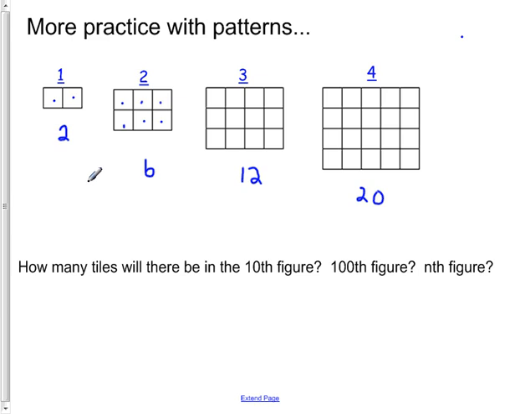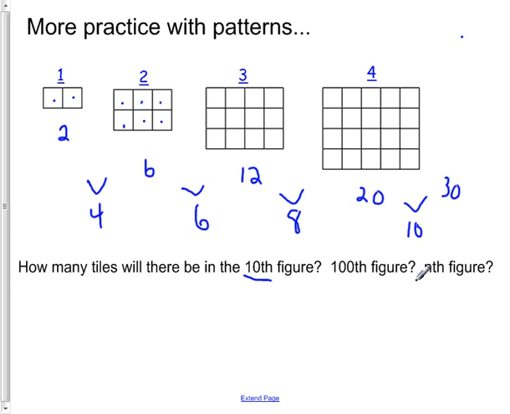We could look at the differences. This goes up by 4. This goes up by 6. This goes up by 8, so you can probably safely assume that the next one goes up by 10. So in the 5th shape, there are going to be 30 tiles, and then we go up by 12. And so you just keep doing this pattern until you get to the 10th, which wouldn't be that bad. The problem is the 100th figure, it's going to take too much time, and then the nth figure, you're not going to be able to figure that out using this pattern.